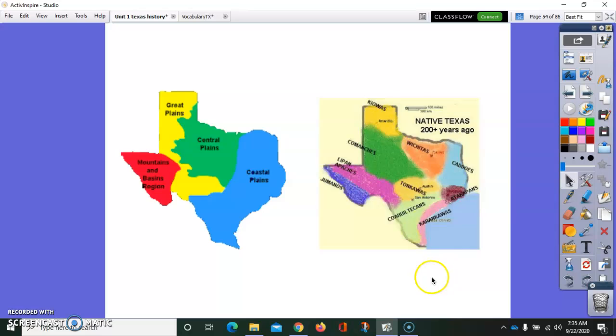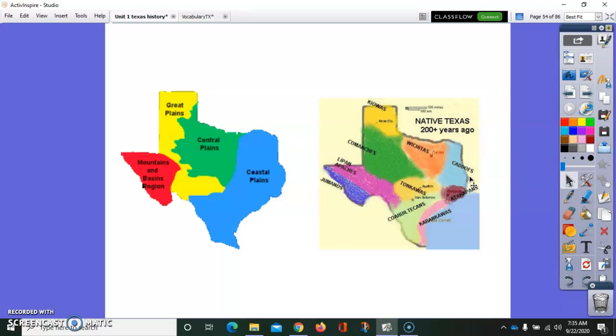again, focusing on the Karankawa, their location, their food choices, their housing, and any other important information about their lifestyle. And then you're also going to focus on the Caddo and the same topics: housing, location, food sources, and anything that kind of makes them stand out as an individual tribe.